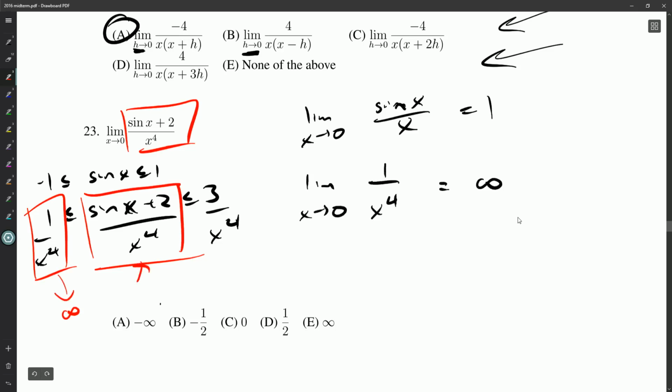Or possibly something is tweaked and it does not exist, but I don't see D and E as a possible answer. So functions that are strictly bigger than another one must have bigger limits. Well, you can't get bigger than infinity, so there we go. E.